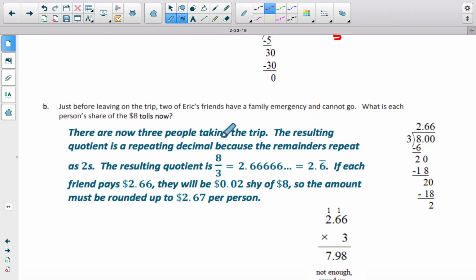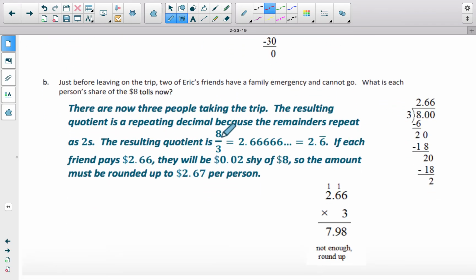Now, for B, the answer is $2.67 per person. What I did first is, because 2 of his friends can't go, we now have this problem. We still have the $8 tolls, but now there's only 3 people going. This decimal does not terminate. It keeps repeating. It is 2.666666 over and over again.